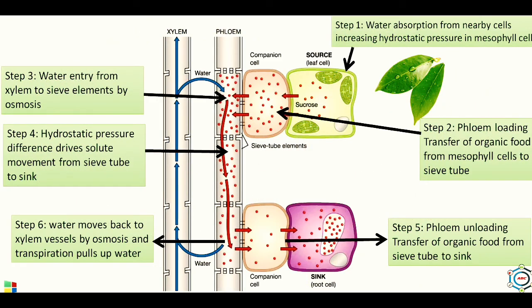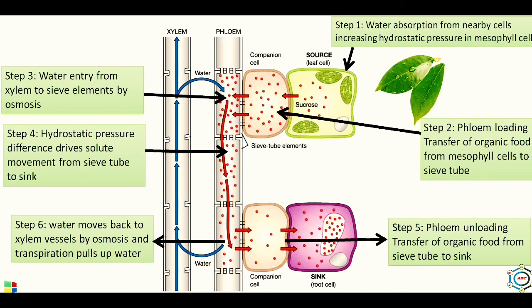So what are the steps in the Munch mass flow hypothesis? First one, that is the water absorption from the nearby cells, increasing hydrostatic pressure in the mesophyll cells. Then phloem loading, transfer of the organic food from the mesophyll cells to the sieve tube.